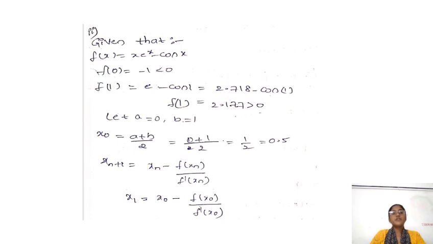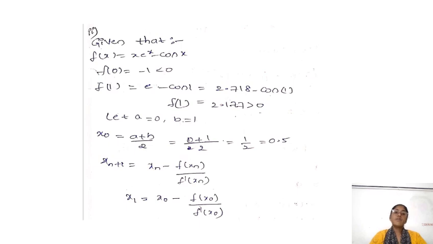Another example of the Newton-Raphson method: x e power x minus cos x. If f of x is equal to x e power x minus cos x, f of 0 is equal to minus 1, less than 0. f of 1 is equal to e power 1 minus cos 1, which is equal to 2.718 minus cos 1. f of 1 is equal to 2.177, greater than 0. Let a is equal to 0, b is equal to 1. x naught is equal to a plus b by 2, which is equal to 0 plus 1 by 2, equal to 1 by 2, that implies 0.5.